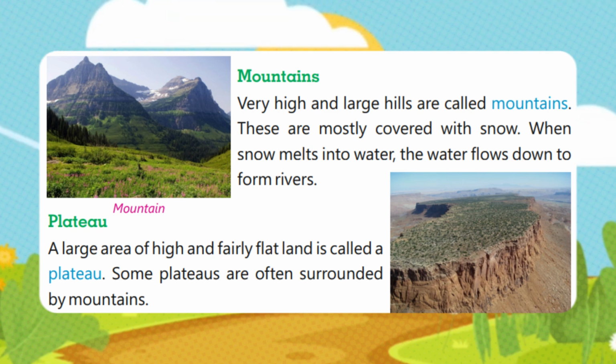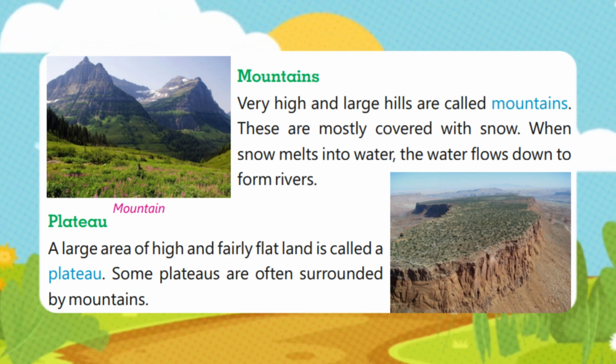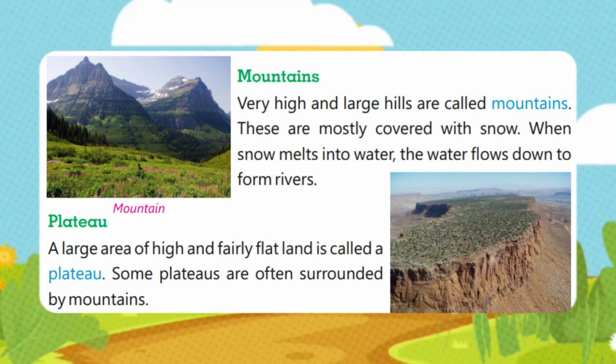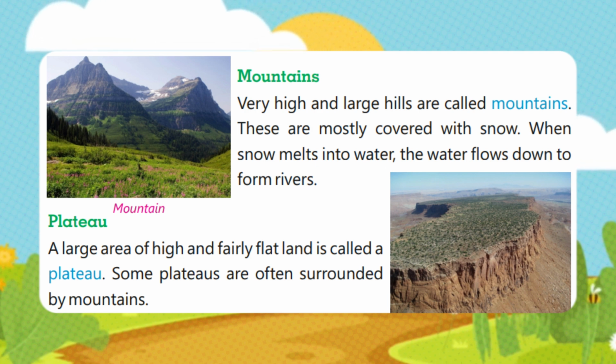Mountains. Very high and large hills are called mountains. These are mostly covered with snow. When snow melts into water, the water flows down to form rivers. Plateau. A large area of high and fairly flat land is called a plateau. Some plateaus are often surrounded by mountains.